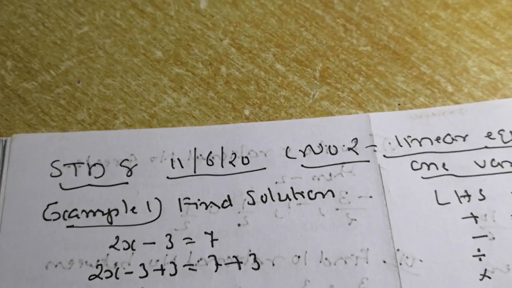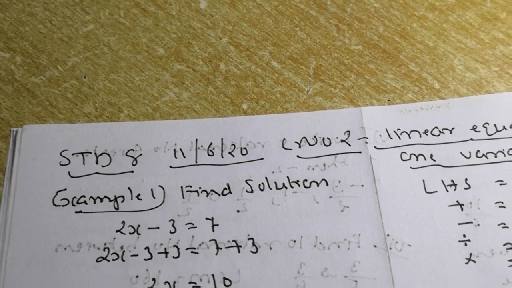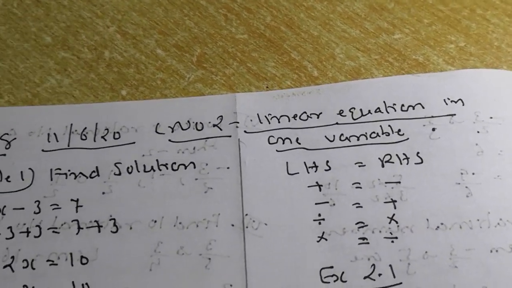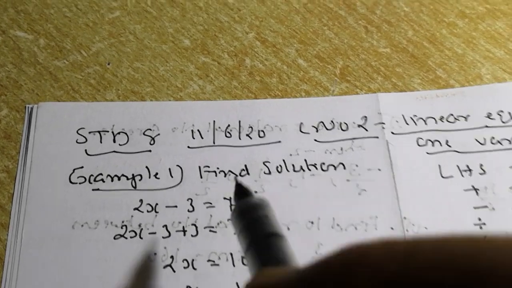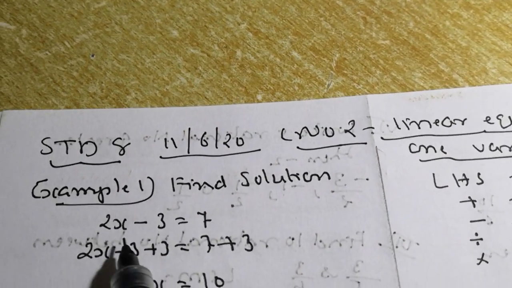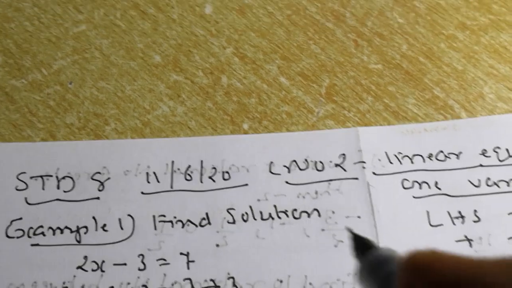Today we are going to start with a new chapter, lesson number 2, linear equation in one variable. Example number 5.1. Find the solution. 2x minus 3 is equal to 7.